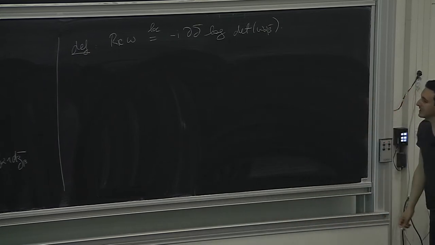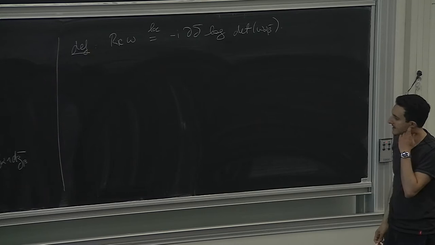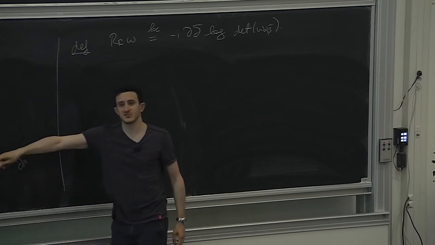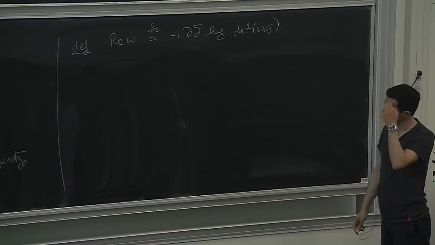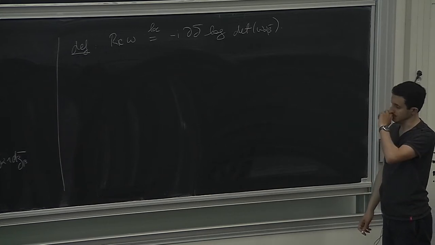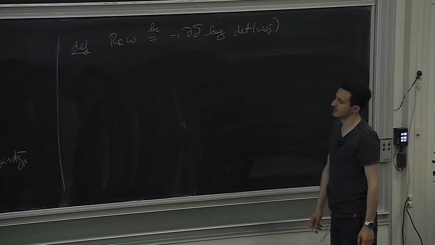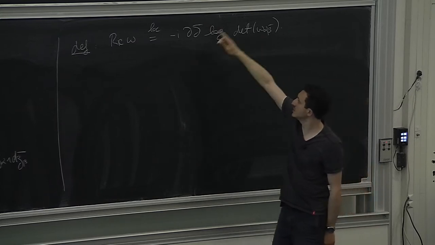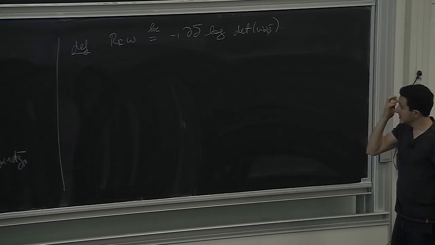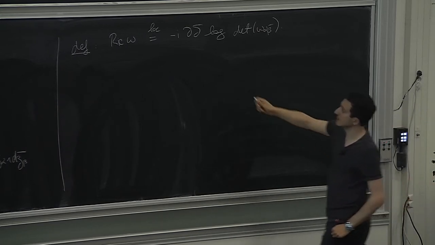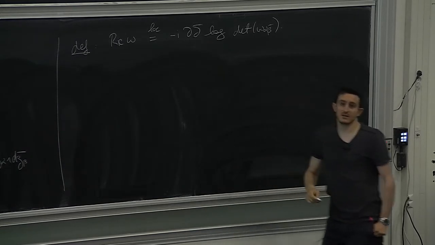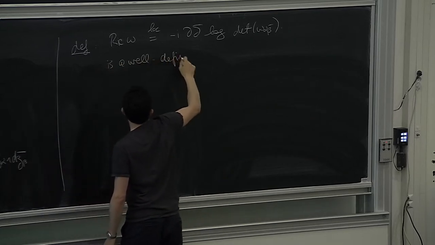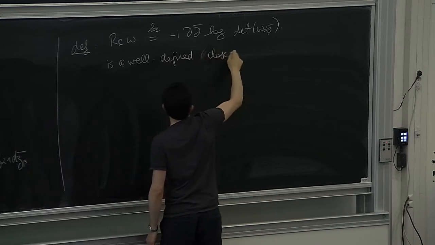At this point, it's not clear at all that this quantity is defined globally. If you change the coordinates, obviously the matrix and the determinant will change. But a little bit of linear algebra tells you that the determinant just changes by the modulus squared of the Jacobian, and the dd-bar of the log of that is zero. So this expression is insensitive to the choice of coordinates. It's a well-defined closed form. It's closed because it's locally closed, and closedness is a local condition. So this is a well-defined closed (1,1)-form.